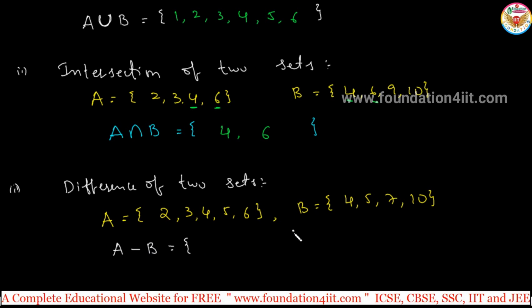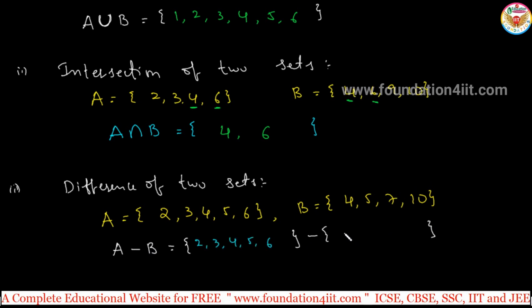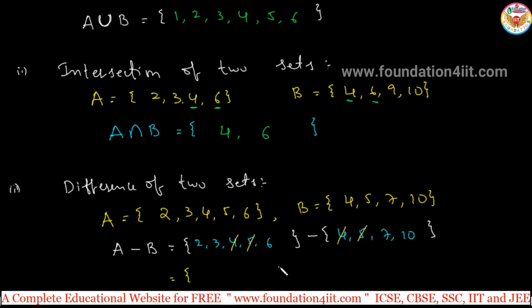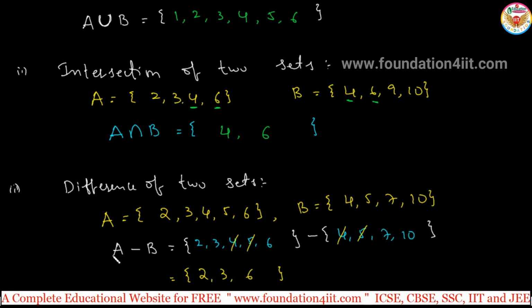Okay, let me explain clearly. Now set A and this is set B: 2, 3, 4, 5, 6 and 4, 5, 7, 10. Let us see the common elements. 4 is here, 4 is here, 5 and 5. So only 4 and 5, which belong to B, should be removed. Then the remaining elements are only 2, 3, 6. Don't write 7 and 10. A minus B is from set A; the elements which belong to B we are removing.